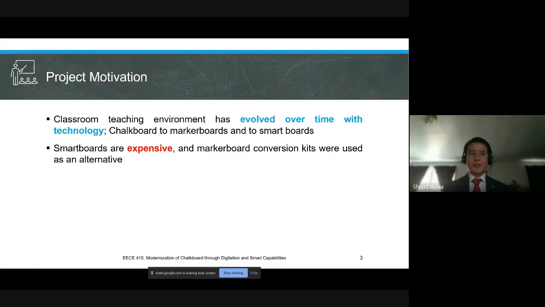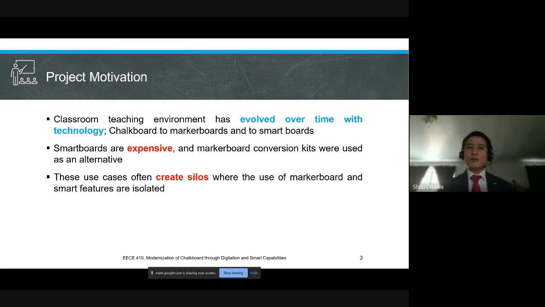So as an alternative, what some people do is they use a marker board conversion kit, which changes a marker board into a smart board. However, these things often create silos where the use of the marker boards and smart features are completely isolated and separate. If you use it as a marker board, you would use a marker and write on the board. But if you want to use the smart capabilities, you have to put that down and use a specialized pen.